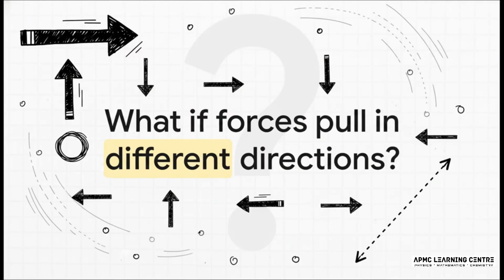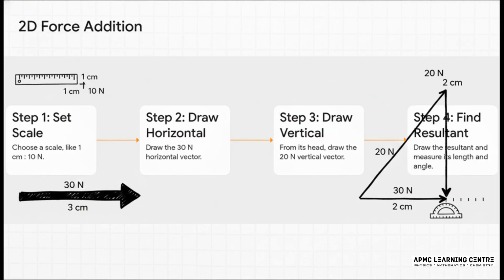Okay, that's easy enough when you're just going back and forth on a single line. But what happens in the real world? What happens when forces are pulling in totally different directions, like one pulling you east and another pulling you north at the exact same time? You know what? We use the exact same procedure.